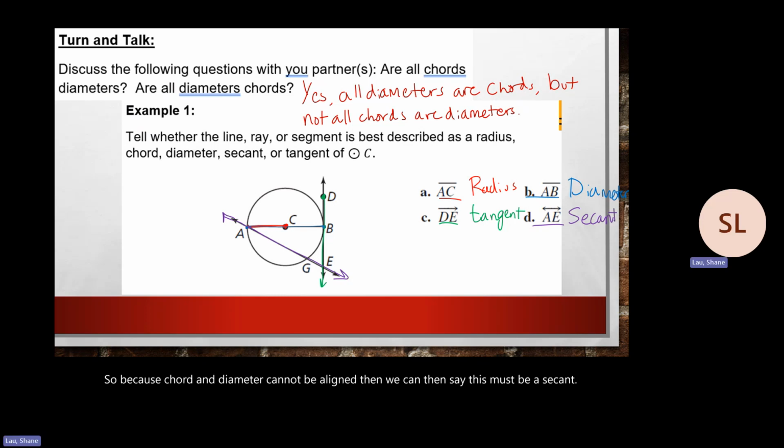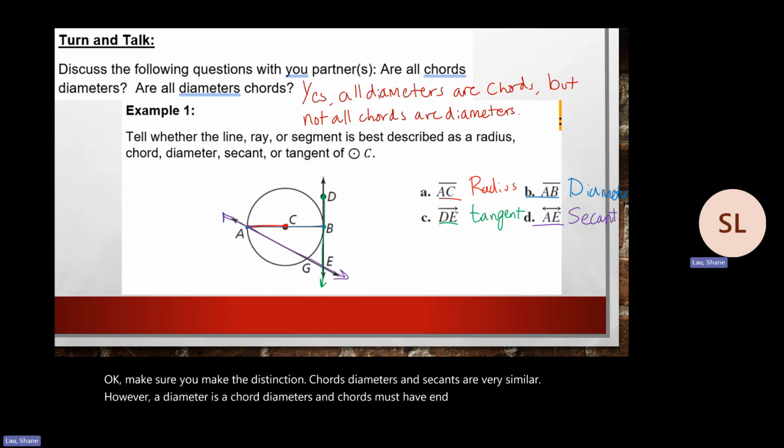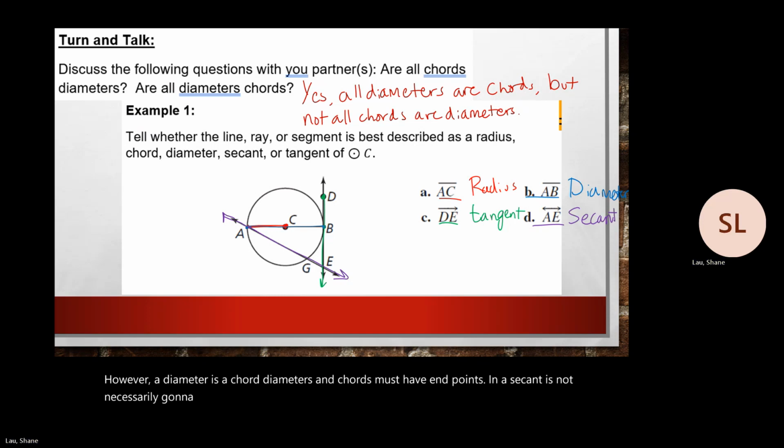Make sure you make the distinction. Chords, diameters, and secants are very similar. However, a diameter is a chord. Diameters and chords must have endpoints, and a secant is not necessarily going to have an endpoint.